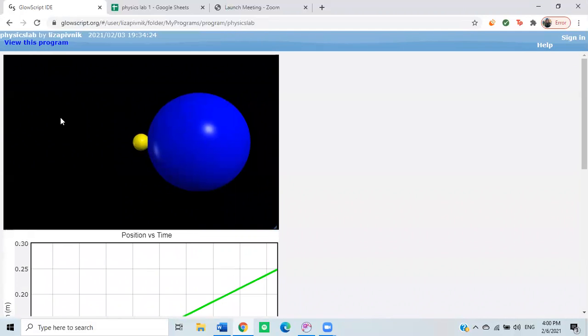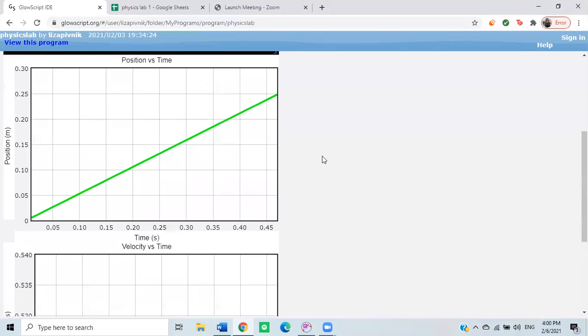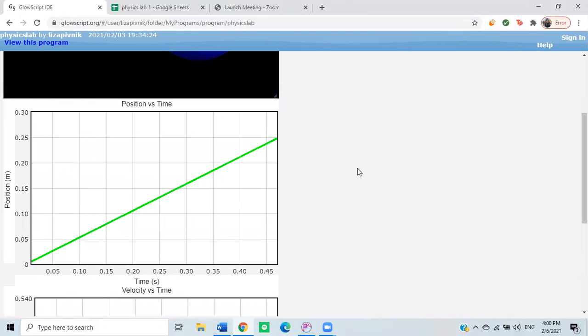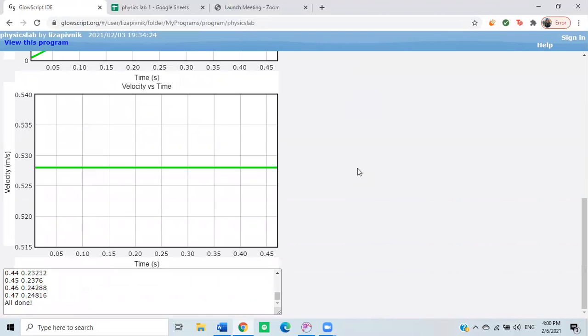Here is a video of the ball rolling to the right, and here's a graph of position versus time and velocity versus time. We can see that the velocity versus time graph is a straight line since the velocity is constant, and the position versus time has a constant positive slope, which is equivalent to something around 0.528 meters per second. And here is the data down here that Glowscript was able to find.